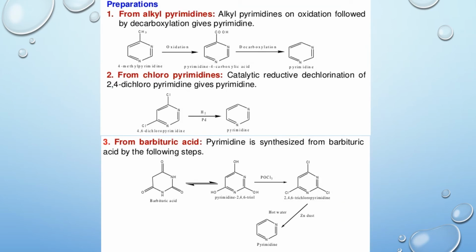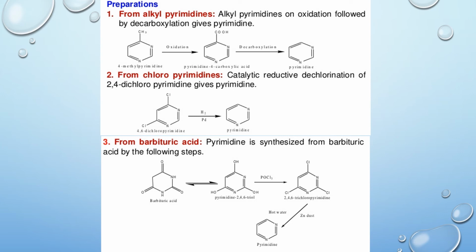Let us discuss the preparation of pyrimidines. First one from alkyl pyrimidines. Alkyl pyrimidines on oxidation followed by decarboxylation give pyrimidine. Second one from chloropyrimidines. Catalytic reductive dechlorination of 2,4-dichloropyrimidine gives pyrimidine. Third one from barbituric acid.